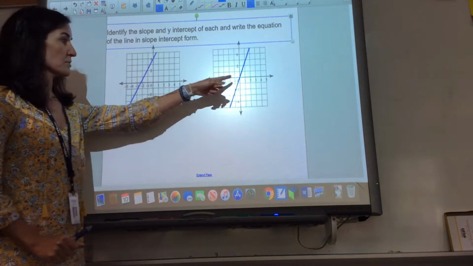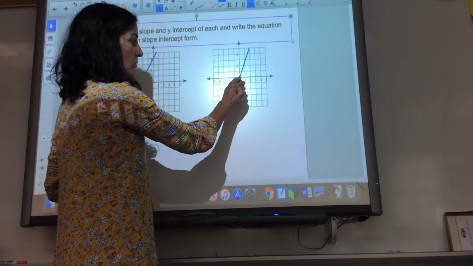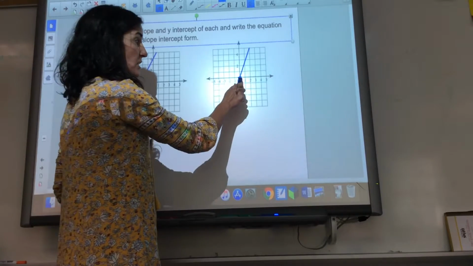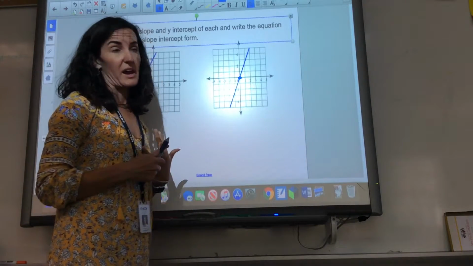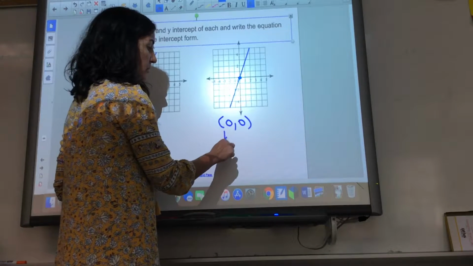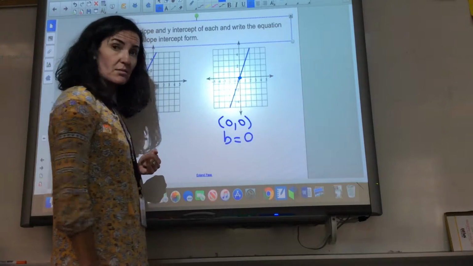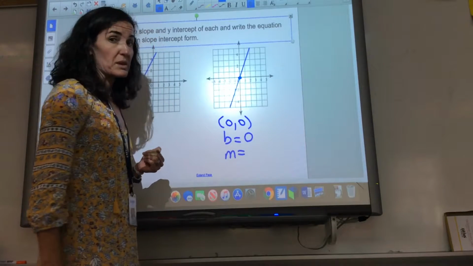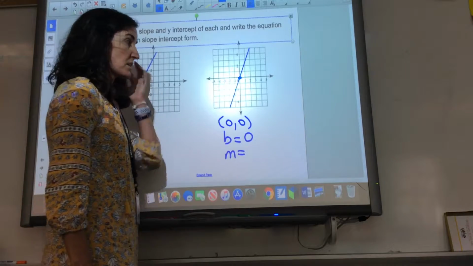All right, I'm going to do this one right here. So what is our y-intercept in this case? Okay, it goes through the origin. It crosses both the x and the y-axis at 0, right? So it goes through the point 0, 0, which means our y-intercept is 0. That doesn't mean our slope is 0 though, right? Slope being 0 would be a horizontal line.